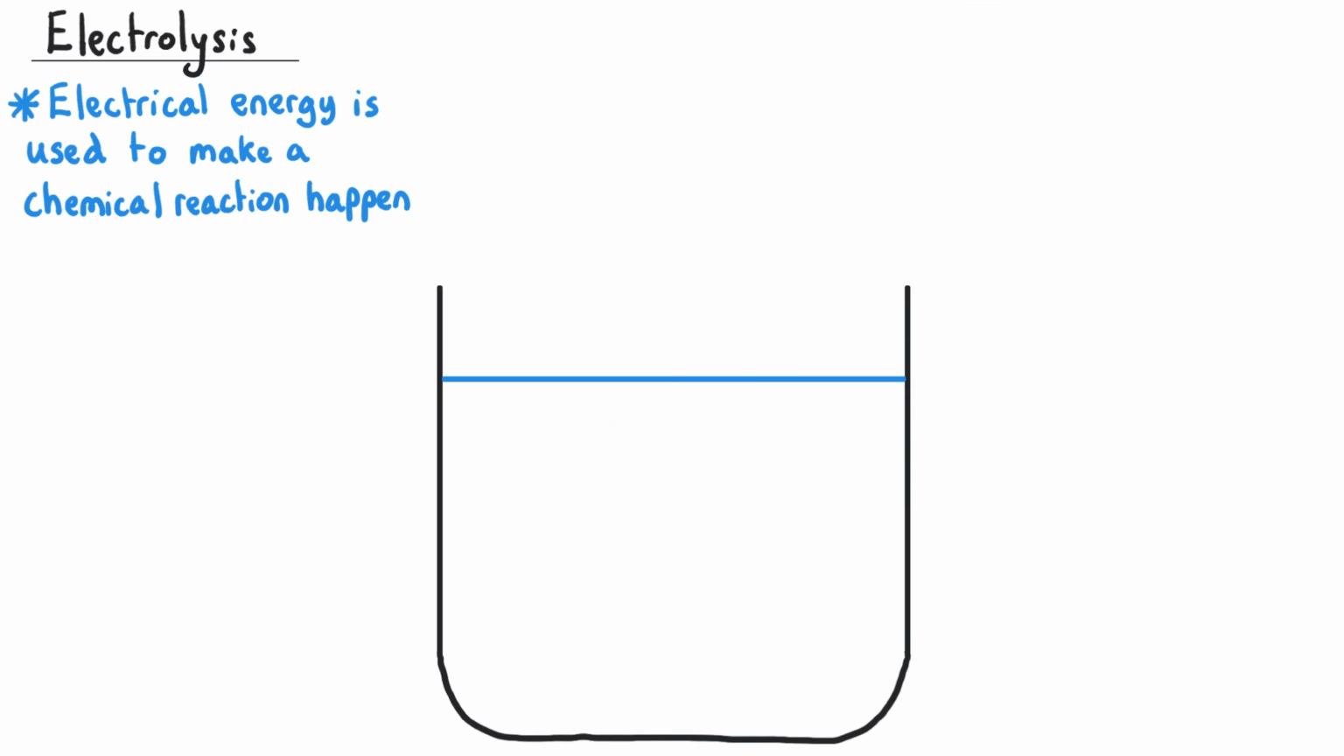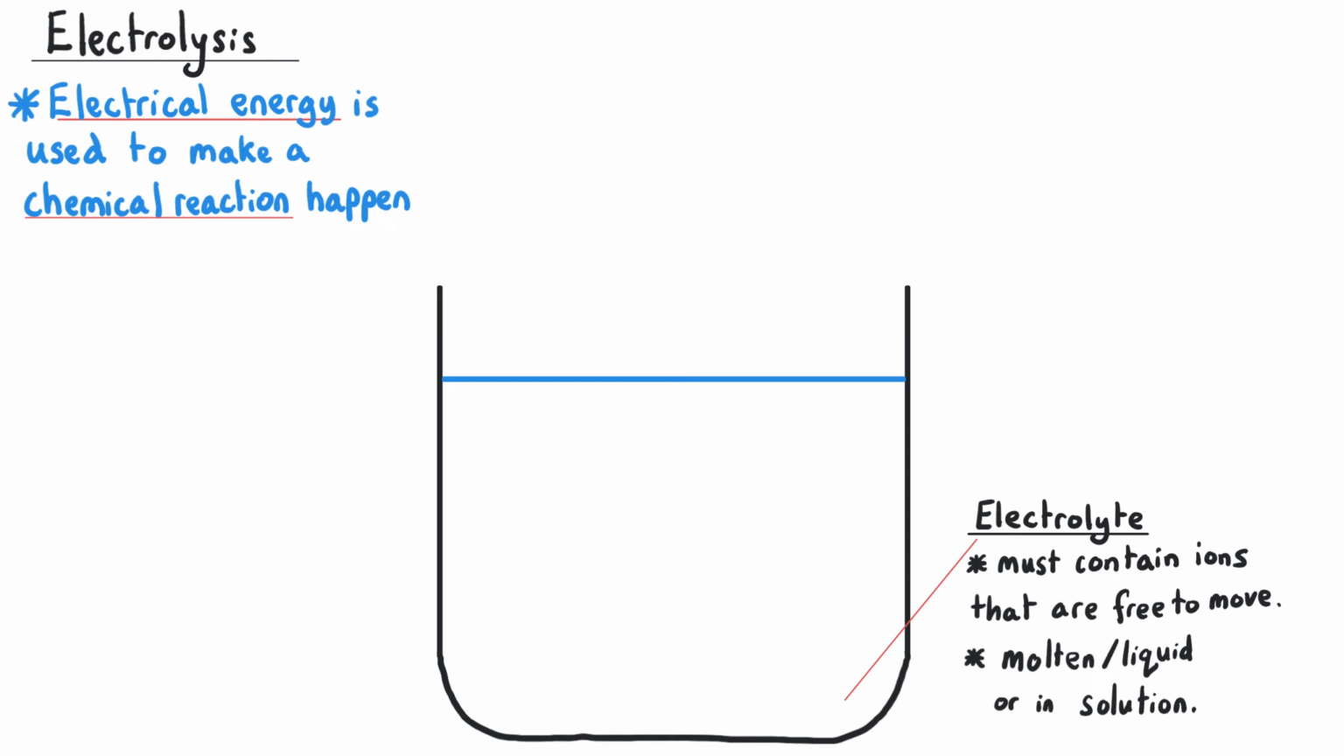Electrolysis is a process where electrical energy is used to make a chemical reaction happen. In electrolysis, you need to have some kind of container, possibly a beaker, with an electrolyte in it. The electrolyte needs to be an ionic compound, and the ions in that compound need to be free to move. And so this means that we could have a molten ionic compound. That's necessary if the electrolyte is insoluble. Or we could have a solution, for something that was a soluble ionic compound. But both of these have got ions that are free to move.